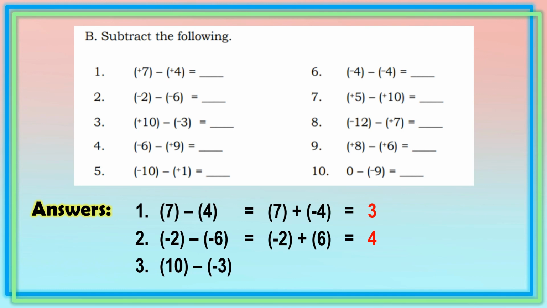Next number, we have positive 10 minus negative 3. Ito ay magiging positive 10 plus 3. Since magkapareha siya ng sign, i-a-add lang natin siya, then kokopyahin natin yung common sign. 10 plus 3 is equal to positive 13. Again, for number 4, 5, 6, 7, 8, 9, 10, ito ay inyong assignment or inyong gawain na. Kaya nyo ito, di ba? Alam kong kaya nyo yan.